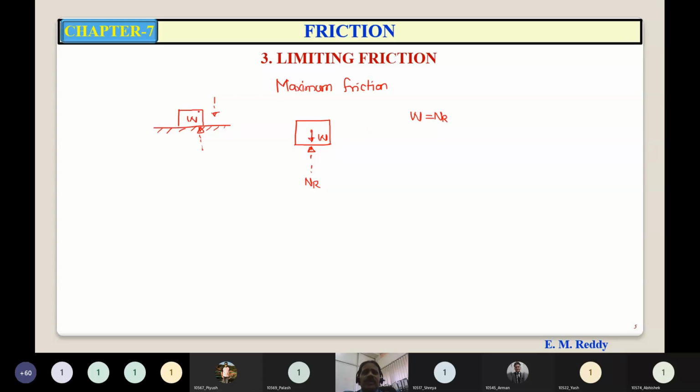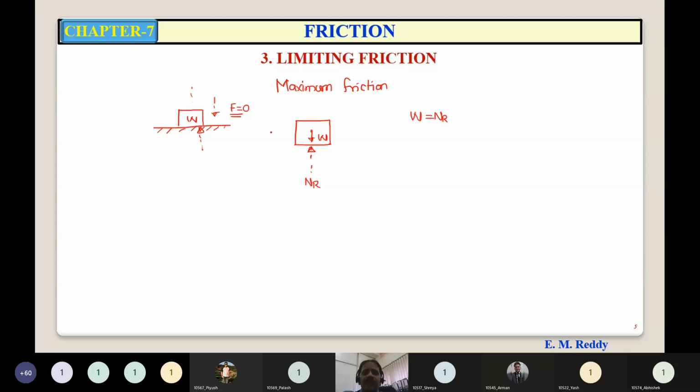Now, the body is not moving. It is not having any tendency to move. It is in equilibrium in the y direction. Therefore, there is no friction. At this moment of time, the friction force between the surface and the body is 0. Am I right? Because these forces are not having any tendency to produce motion. Hence, the friction is 0.